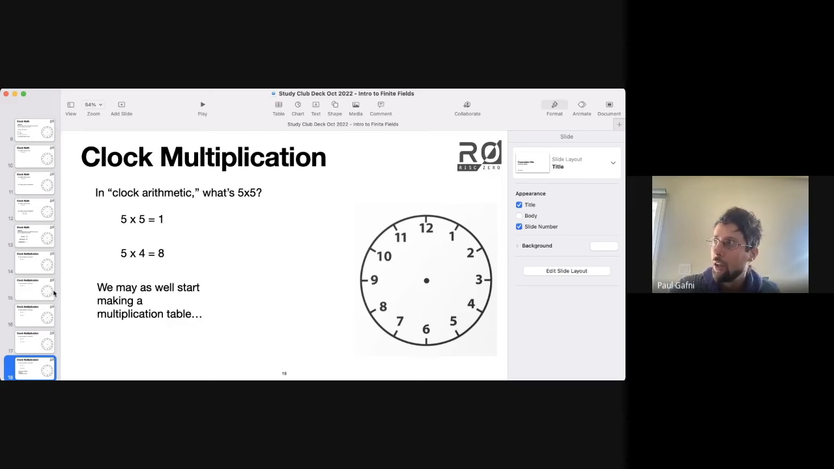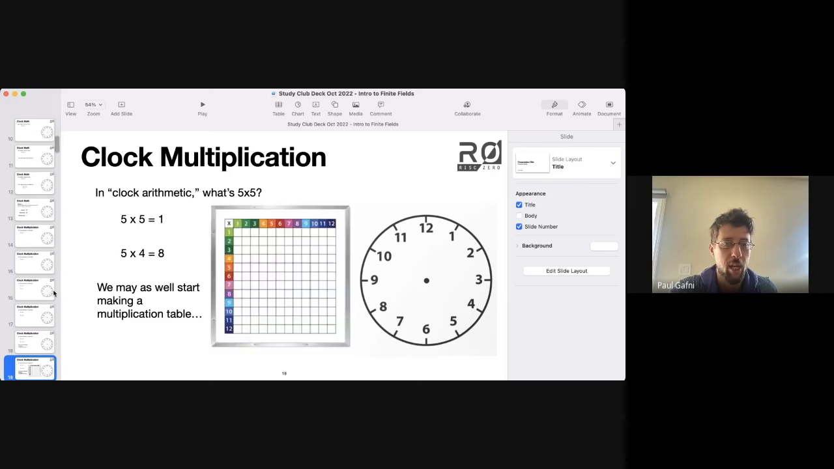At this point, we have the beginnings of a multiplication table. We have two basic multiplication problems, and 12 numbers, just like in elementary school, so we could start filling out a multiplication table. Here are the two multiplication problems we've done so far. 4 times 4 turns out to be itself, which is a nice cool feature.